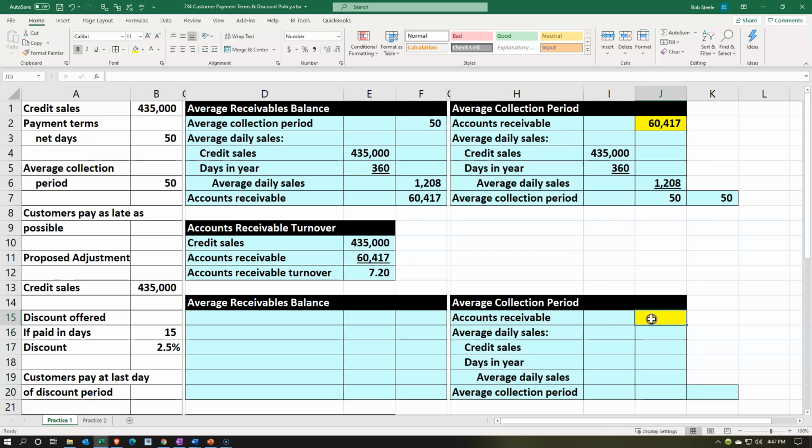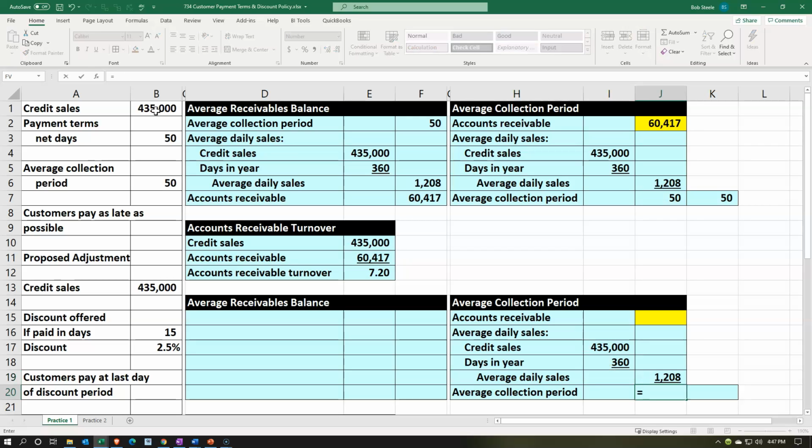And then we can say, okay, this is the unknown. The credit sales will still be equal to the 435. The days in the year are now going to be equal to the 30 times 12. That's the same. It's not like that changed. And then we're going to say this will be equal to the 435 divided by the 360.